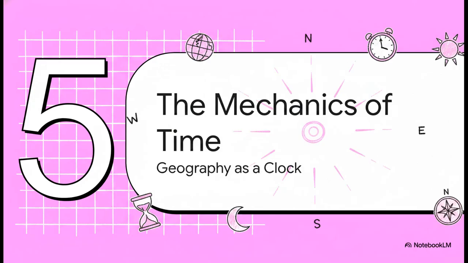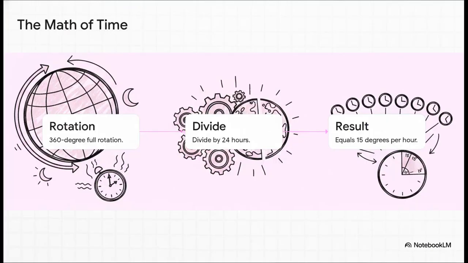Section 5. The Mechanics of Time. Geography as a Clock. The absolutely crucial point here is that measuring longitude is essentially the exact same thing as measuring time, and the math behind it is beautifully simple.